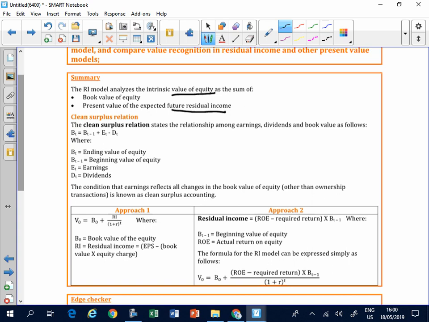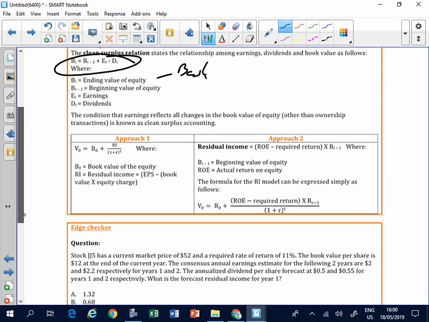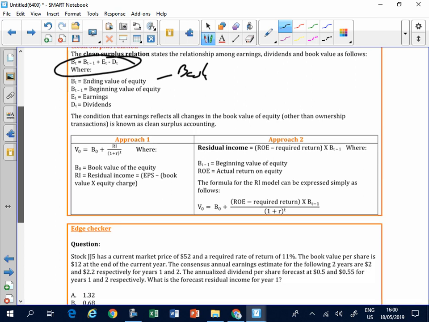So let's look at the clean surplus approach. BT, your ending value of your equity, important thing, book value there. There's a relationship between the net earnings and the dividends. We're not taking into account share purchases or anything like that. It's saying that the book value at the start of the year plus the earnings minus the dividends gives you the ending book value in the year. Everybody got that? That's super important. That's the entire thing around this. The condition that earnings reflect all changes in the book value of equity other than ownership transactions is known as clean surplus accounting.